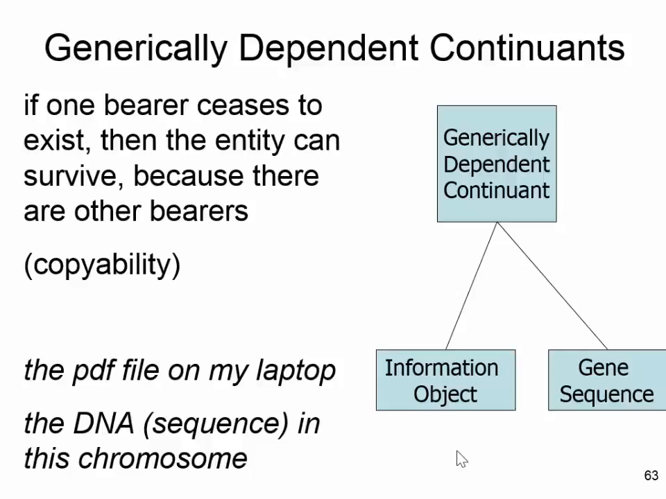We have two kinds of generically dependent or copyable dependent continuants. On the one hand, we have information entities, and on the other hand, we have things like nucleic acid sequences. Now, there may be others. It's possible that we think of organizations as being generically dependent in the same way, organizational patterns. But we'll deal with just these two, because these are the two which are most uncontroversial.